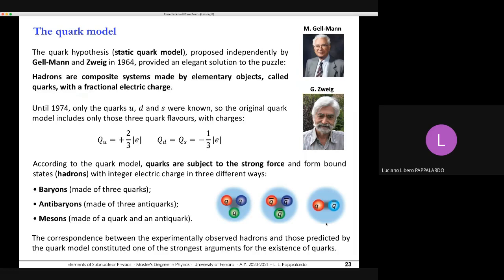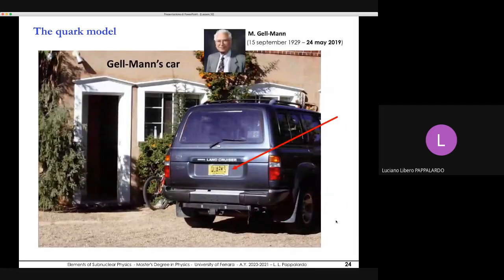Now, the correspondence between the experimentally observed hadrons and those predicted by the quark model, of course, constitutes one of the strongest arguments for the existence of quarks. Okay, then we will study next that the final proof is when you indeed experimentally test them. This is another story we will study next. Just to have some fun, Gell-Mann passed away a couple of years ago. Okay, and this is a nice picture of his house and his car, and look at the license plates here.